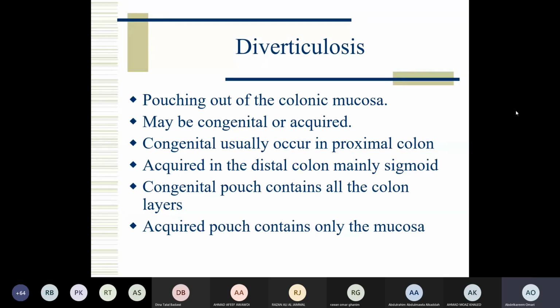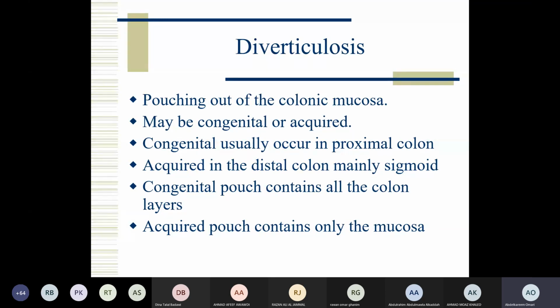What is a diverticulum? This is the pathophysiology. We have to understand exactly what a diverticulum is. It is an outpouching of the colonic mucosa.